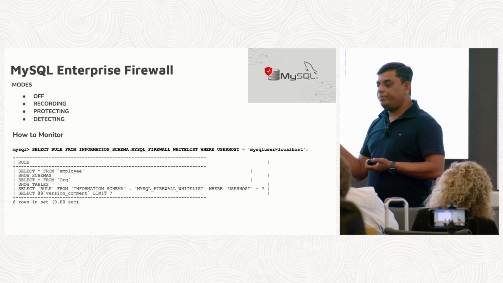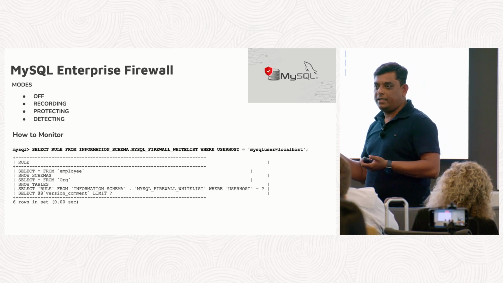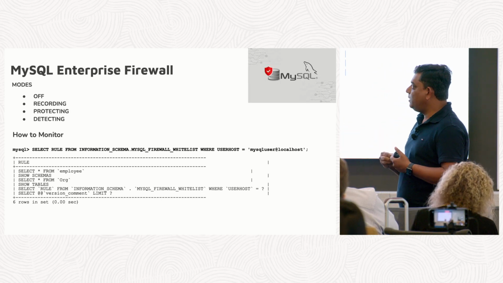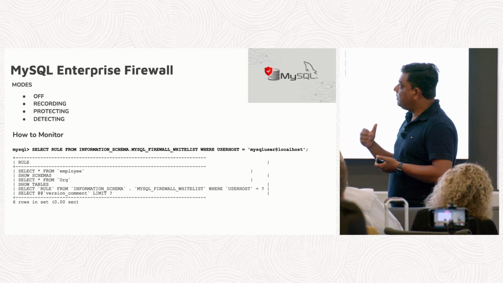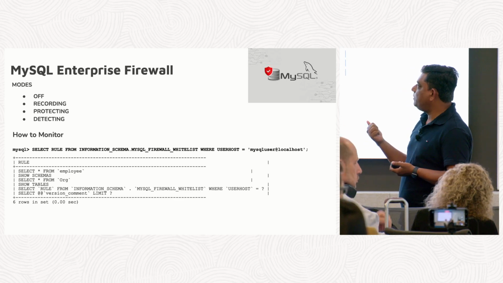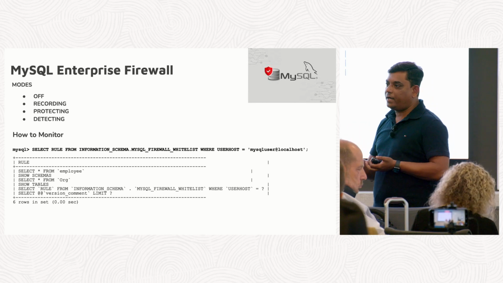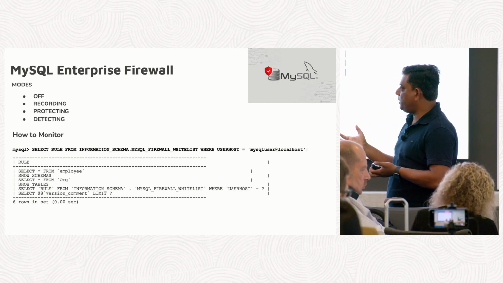Protection mode means that anything other than these whitelisted statements, if fired against the database, will be rejected. So you have to be a little bit careful, because we don't want to reject queries which are ad hoc in nature or if the application changes the pattern. That can backfire on you. So you have to be sure by recording for a long time to know your query patterns, or what actually executes on the database. Once we know that, then you can use protection mode.